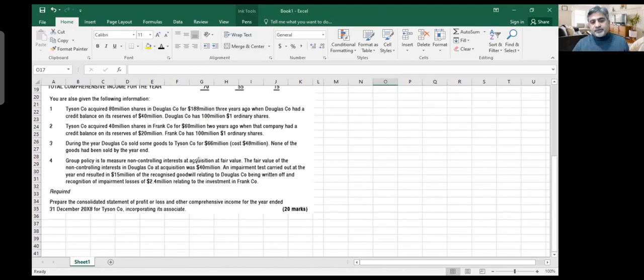Whenever you are told that NCI is measured at fair value, which means the market value, you remember that this has an implication. We discussed it in a previous lesson as well. Whenever NCI is measured at fair value, it means that the goodwill belongs to the parent and to the NCI. If there is any impairment of goodwill, some part will go to the parent, like 80% of the impairment of goodwill should go to the parent, and 20% to the NCI.